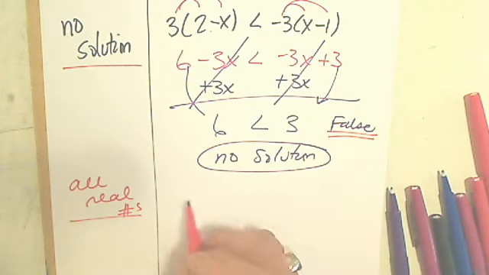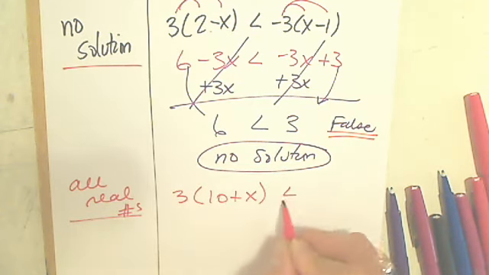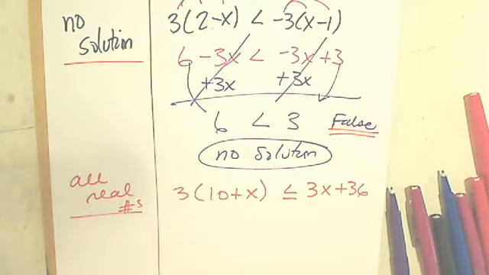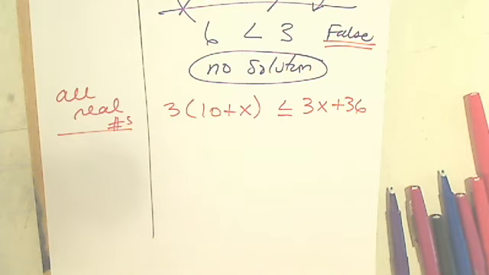This next one will be all real numbers. 3 times 10 plus x is less than or equal to 3x plus 36. On your homework tonight, you will have a few, okay, so don't be expecting it. The no solution, the all real numbers come in if you don't have any variables left. Then you're just going to see what numbers you have. 3 times 10 plus x is less than or equal to 3x plus 36.